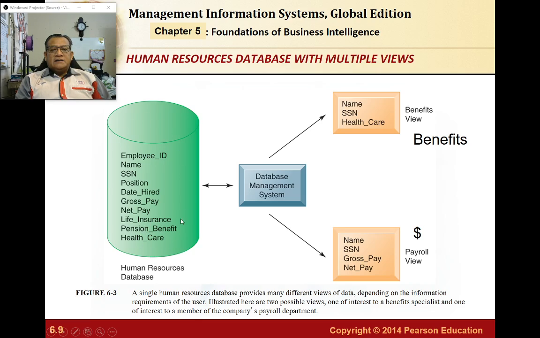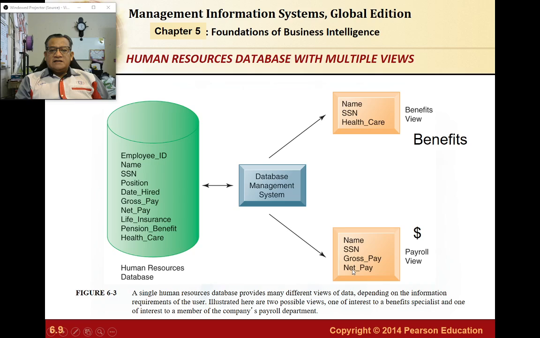So inside this database, it is linked to a database management system, DBMS. And from that structure, it can be split up into the record for name, IC number, and healthcare. And these are the categories for benefits. And from this database system, you can separate it from the other category of data in the form of name, IC number, gross pay, and net pay.